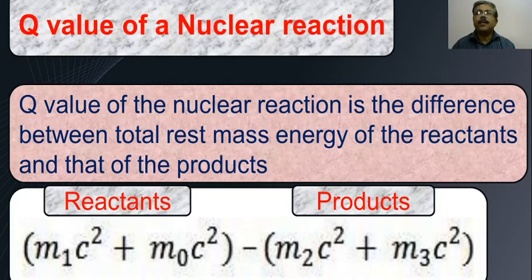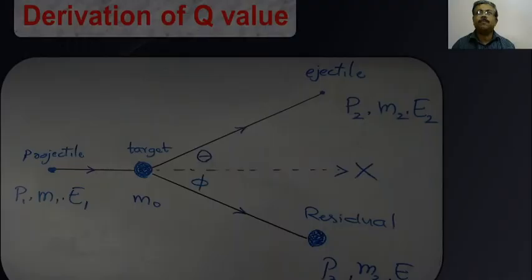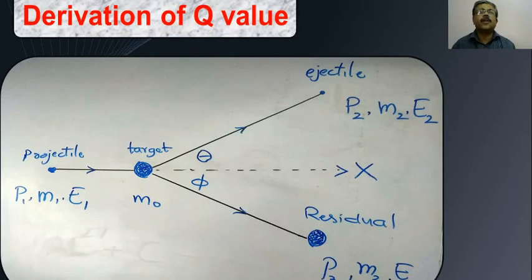On the other hand, let us imagine that there is a projectile whose mass is m2 and the residual nucleus has a mass m3, thereby m2c square and m3c square are the net rest mass energies of the products. Now, according to the energy conservation principle, we can see the difference between these rest mass energies is given by the Q value. Now let us look into a very simple relationship for the Q value. This is how we will derive the Q value of a nuclear reaction.